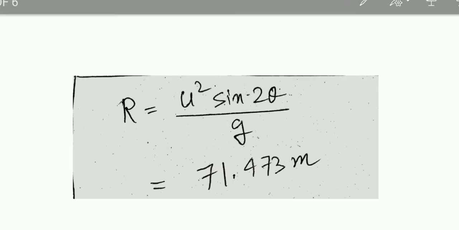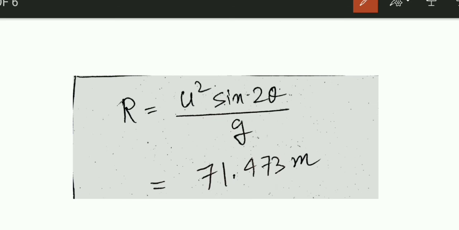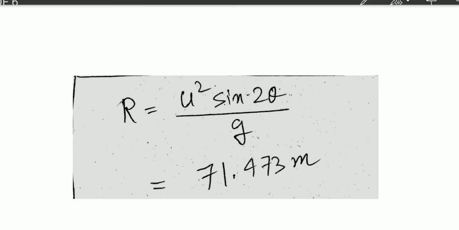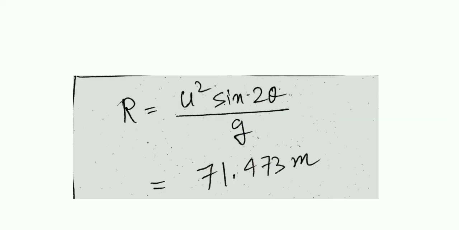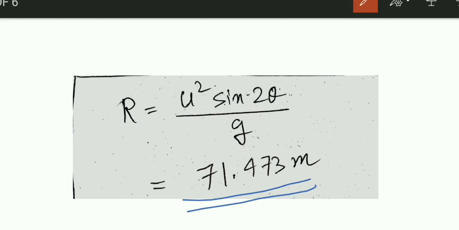And what is the range? The range will come out from the formula u square sine 2 theta by g. We have calculated the value of u as 28.439 meter per second, so we'll square it, and sine 2 theta, theta is 60 degree, so sine 120 degree, divided by 9.8. So it is 71.473 meter.